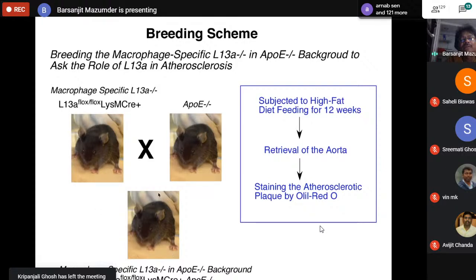And then we feed this mouse a high-fat diet for 12 weeks, retrieve the aorta, and stain the aorta with Oil Red O, which specifically stains the lipid part, to see the atherosclerotic plaque. And as a control, we breed the L13a flox mouse in the ApoE background as a control, and the flox Cre mouse in the ApoE background as the experimental mouse.